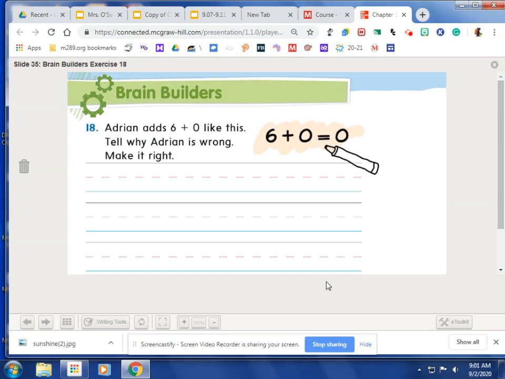Okay, here's another brain builder. It's here to make you think. Right now, I want you to pretend like you're putting on a hat, and that hat means you're now called the teacher hat. You're wearing the teacher hat, and you're the teacher, and Adrian adds 6 plus 0 like this. So Adrian added it like this. Tell why Adrian is wrong and make it right. So Adrian wrote 6 plus 0 equals 0. Is Adrian right? Hit pause and think about it for a minute.